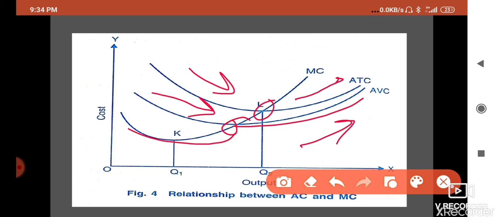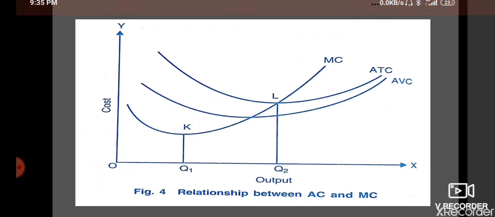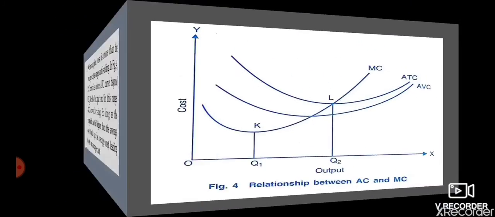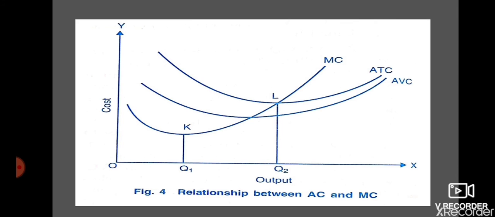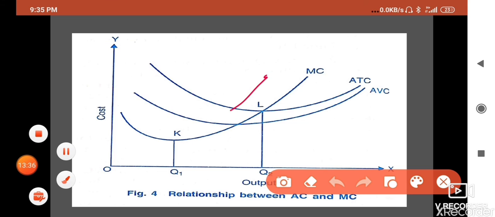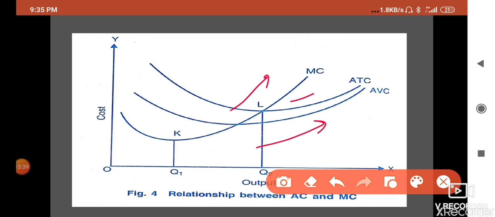So first point is clear. While MC intersects ATC or AVC, then MC is equal to ATC or AVC. Second point, when marginal cost is more than average cost, average cost is rising. So you can see here, MC is intersecting and afterwards MC is rising here, so AVC and ATC are also rising.